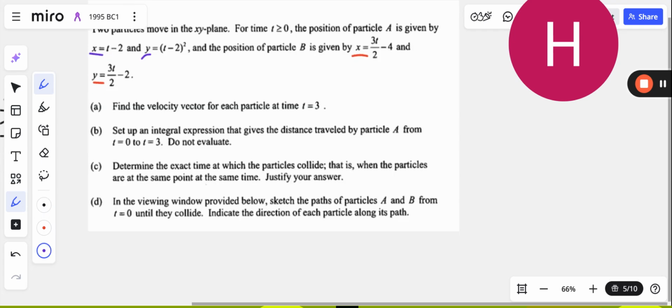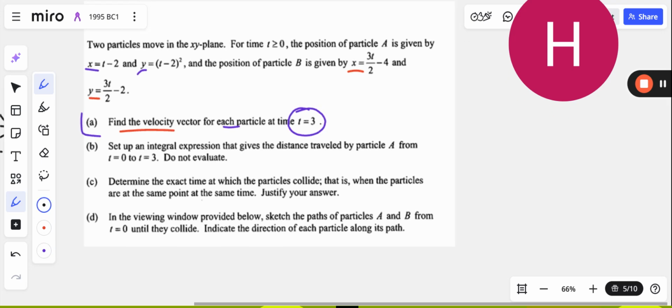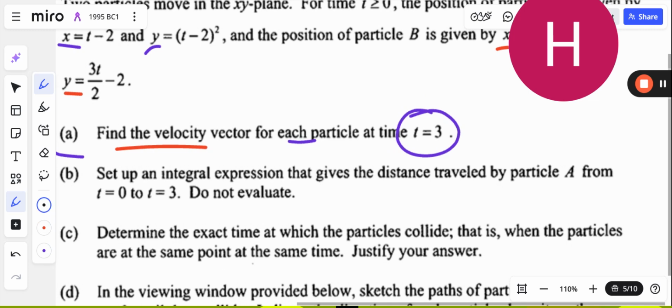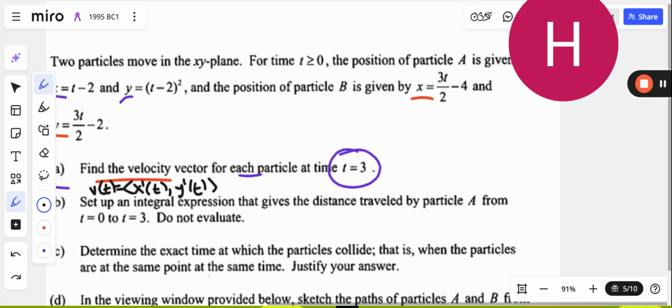Okay, so let's start. Part A says find the velocity vector for each particle, so both of them, at time t = 3. The velocity. Now the velocity is going to look like what? The velocity is going to look like this. The velocity vector, you can call it. It's going to have x prime as the x coordinate. It's going to have y prime as the y coordinate. So we have to find those derivatives and then plug in 3, and that'll give us the values of the velocity vectors.